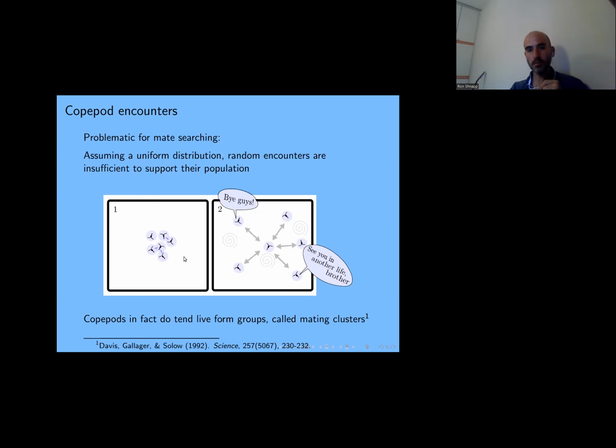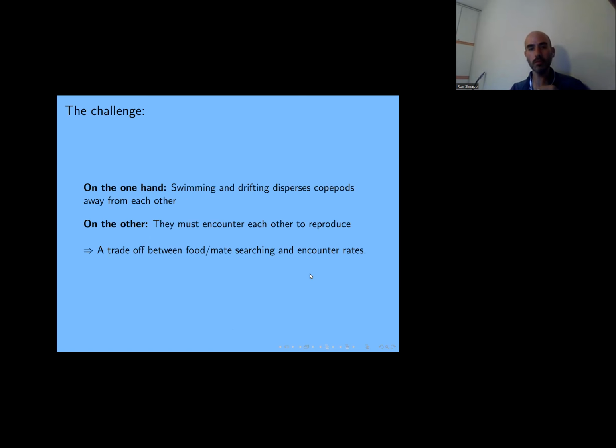This means that this scenario that I just described of groups of copepods being separated away from each other is quite problematic. And in order to counter this effect of separating away, copepods are found to live in small groups. These groups are called mating clusters. These are clusters about 10 meters in size, a few tens of meters in size. These have been observed in the ocean, and this is kind of how copepods keep together.